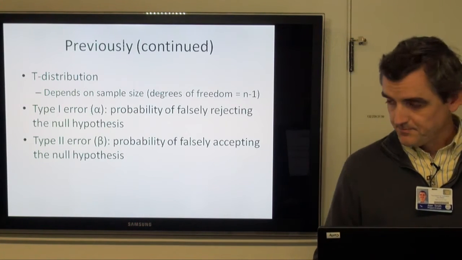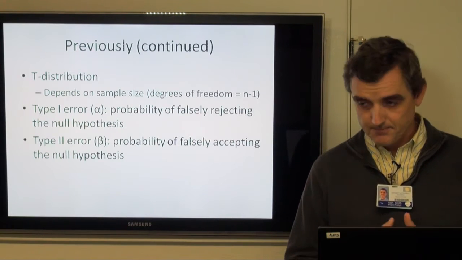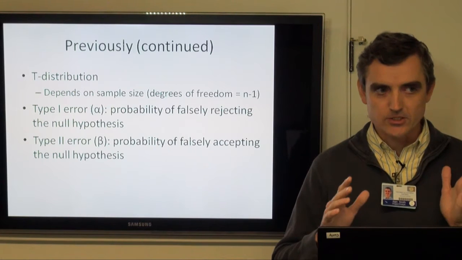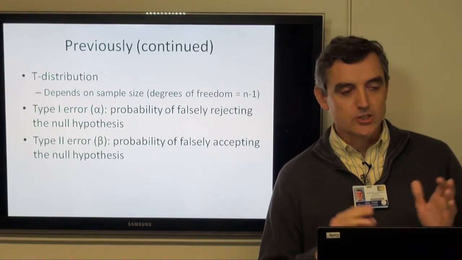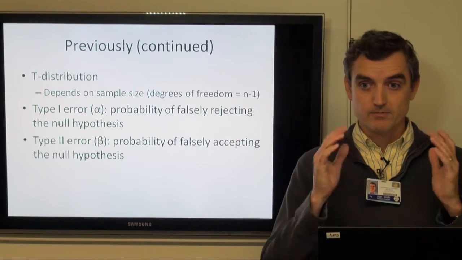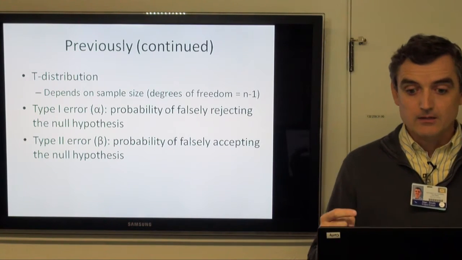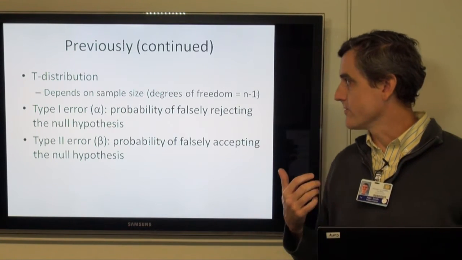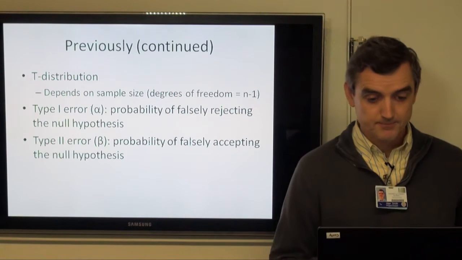Okay. And what we focused on last time was more the t-distribution, doing t-tests. We talked about the normal distribution, but understanding that the shape of the normal distribution changes as your sample size changes. With a smaller sample size, the normal distribution gets shorter and wider. And so that's going to depend on the degrees of freedom, calculated as the sample size minus 1 in most cases.